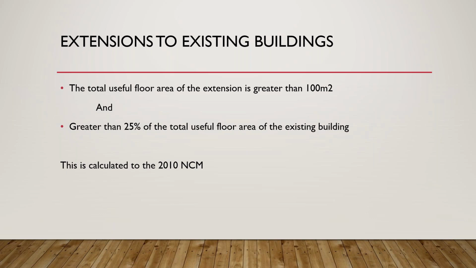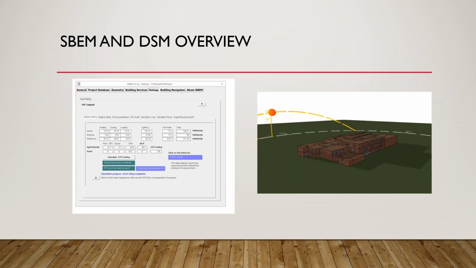The extensions have to be done under the 2010 NCM methodology. So we'll produce the BRUKL, and instead of running it to 2013, it'll be run to 2010. This is so that existing services in the building can be extended into the extension. When it was first left in there after the last update to the approved document, it was thought it was a misprint, but it isn't. It is actually to allow lenience for building the extensions.